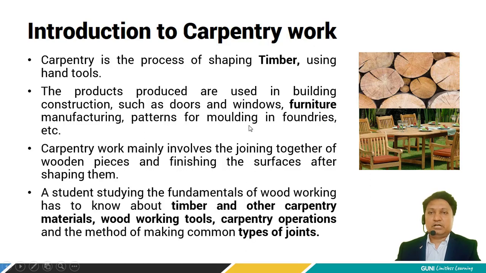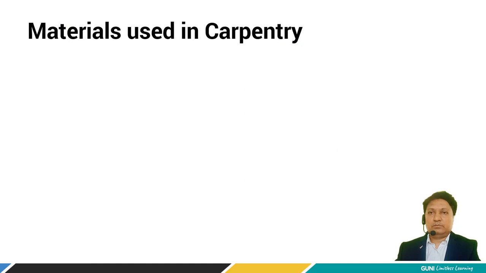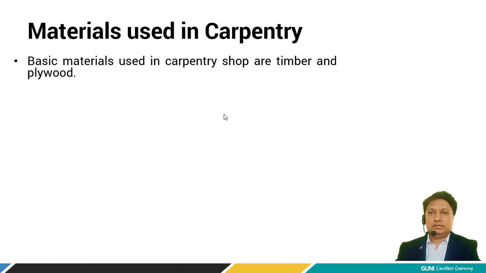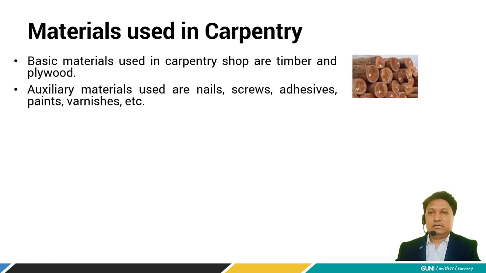A student studying the fundamentals of woodworking has to know about timber and other carpentry materials, woodworking tools, carpentry operations, and the method of making common types of joints. Now let's see about the materials used in carpentry. Basic materials used in a carpentry shop are timber and plywood. Auxiliary materials used are nails, screws, adhesives, paints, varnishes, etc.